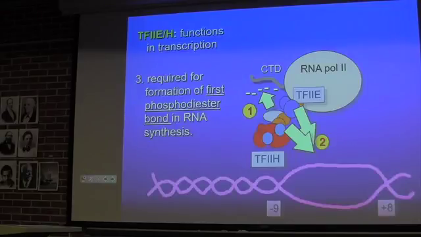Three, this is one we haven't talked about. It's required for the formation of the first phosphodiester bond in transcription. The hardest nucleotide is, well, the hardest two, or the first two: putting the first one there without a primer, and then joining the next one to it. The first phosphodiester linkage is the toughest, and H facilitates that.